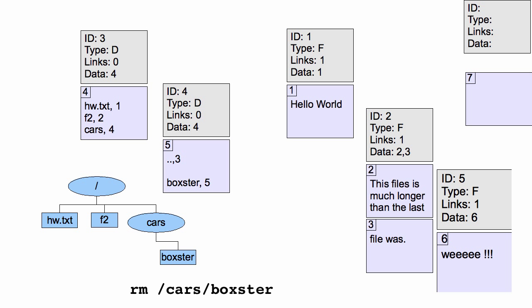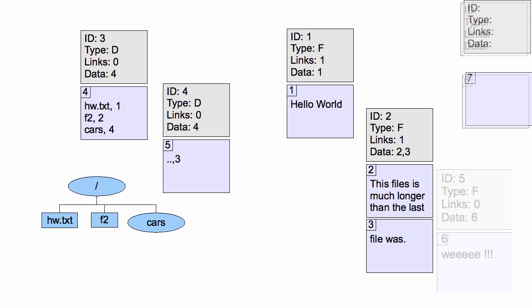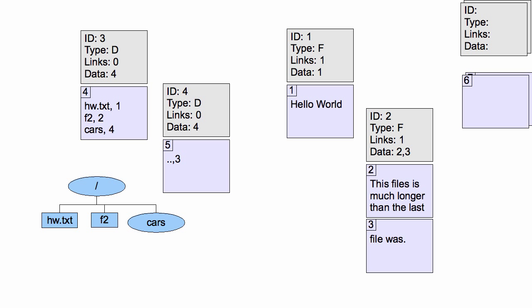Executing one more rm command, rm cars/Boxster, removes the Boxster entry from the cars directory and decreases the link count on the file to 0. The link count going to 0 tells us that we're done with that data card and we don't need it any longer. So the inode card, ID 5, can go back on our stack of available cards. And similarly, because no one is referring to the data card 6, that card can go back on our stack of available cards as well, both ready for reuse.